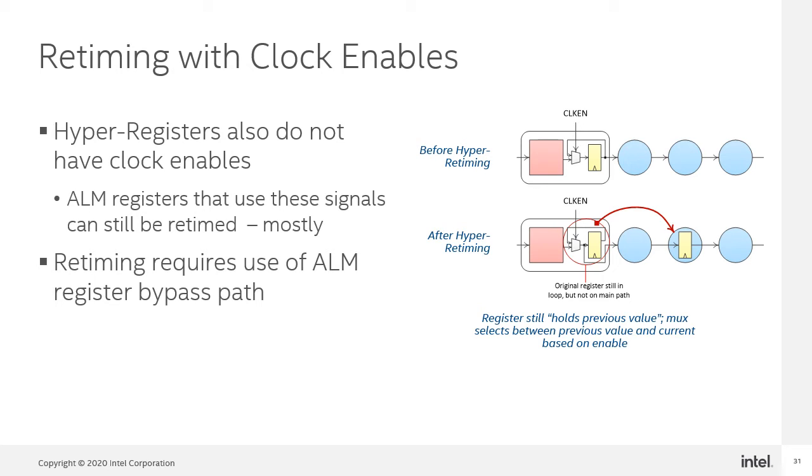Instead, the ALM register is copied to be implemented downstream in the hyper-register. The original ALM register is still used to implement the enable functionality, but it is no longer in the main data path. That is handled by the hyper-register. So when the clock enable is asserted, the new value is passed to both the ALM and the hyper-register. When the clock enable is deasserted, then the last register value stored in the ALM register is fed to the hyper-register to emulate the clock enable functionality.